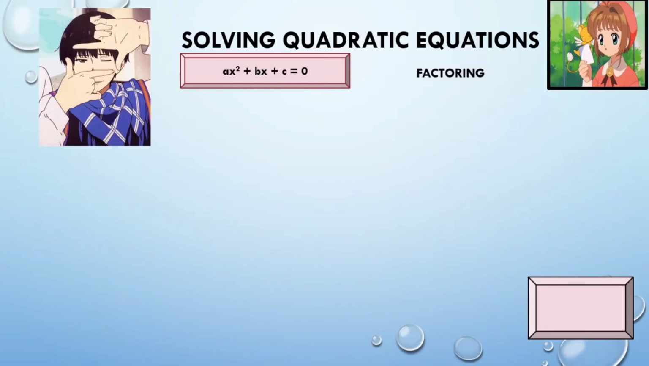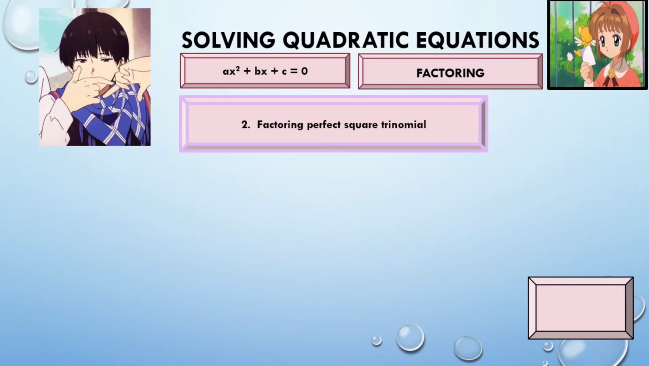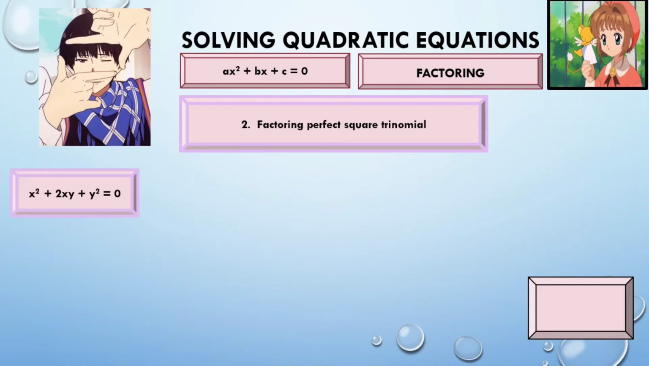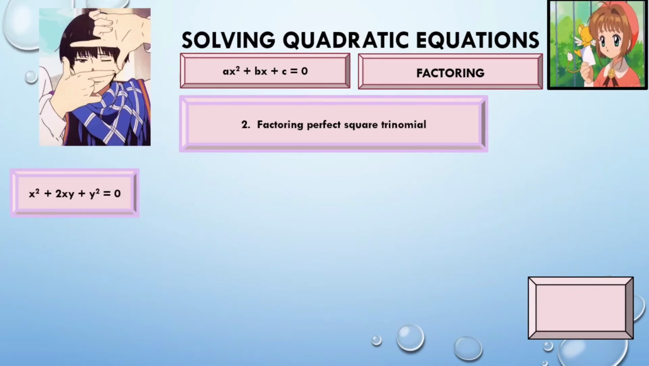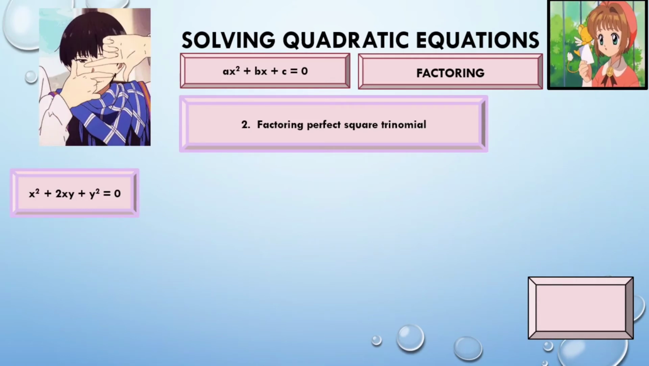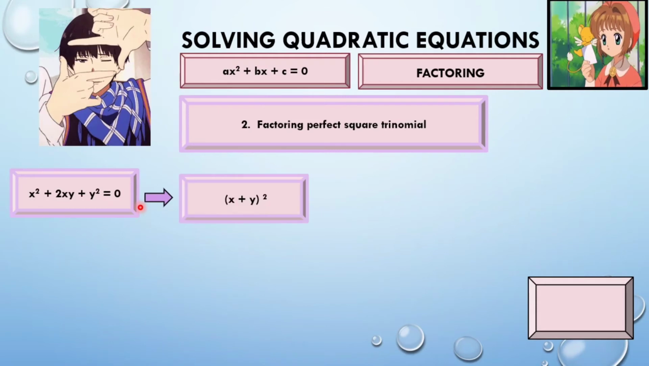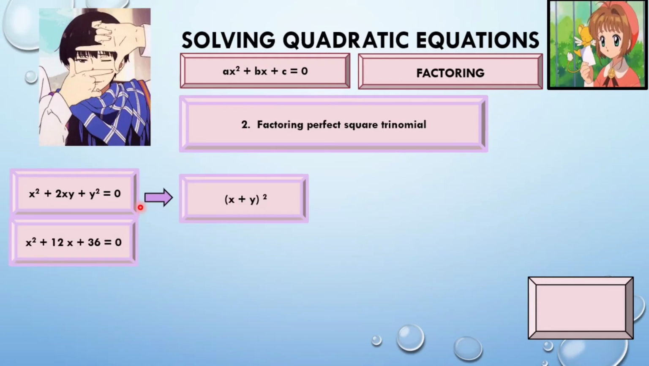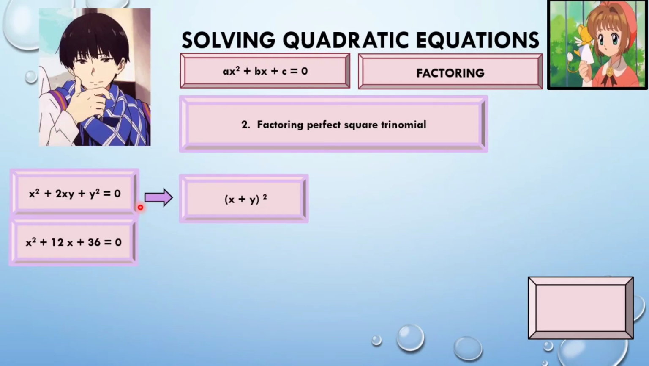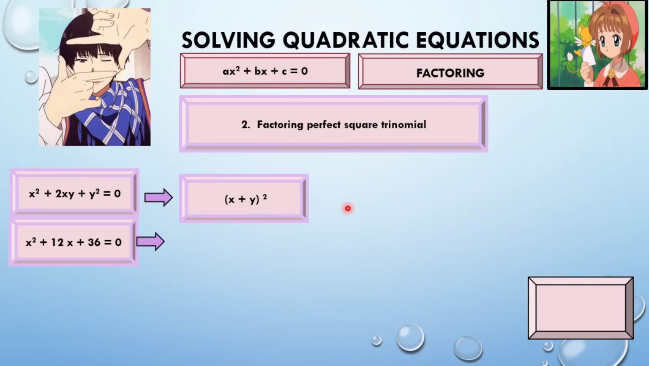So let's continue. How do we factor a perfect square trinomial? Remember that the factors of a perfect square trinomial is a square of a binomial. Say if we are given x squared plus 12x plus 36 is equal to 0. So how do we factor that out? Just follow this pattern.